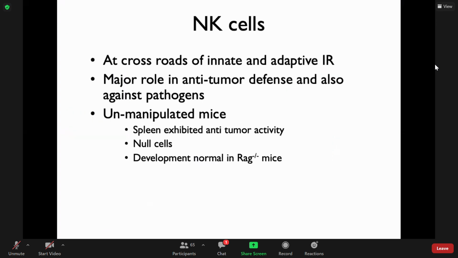All right, so now a little bit more about NK cells. These cells, you could realize, work at the crossroad of innate and adaptive immune responses. One reason is that their killing mechanisms are very similar to what you have for your cytotoxic T cells, which are part of your adaptive immune response, right?